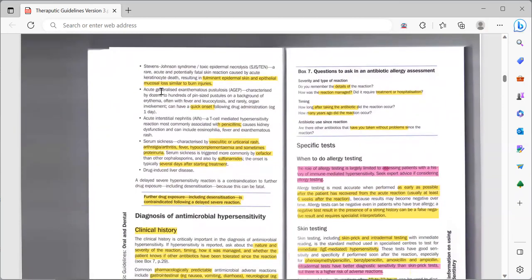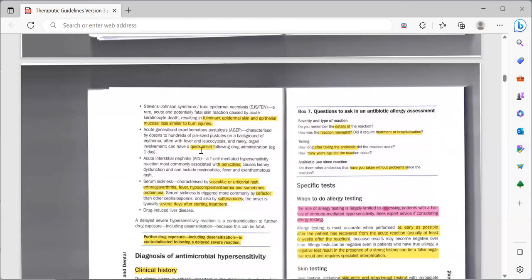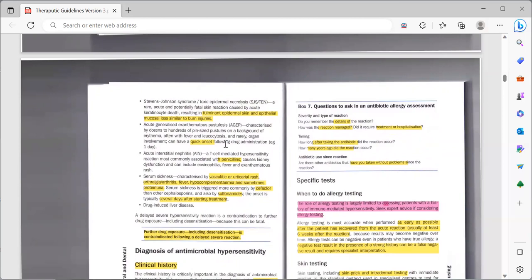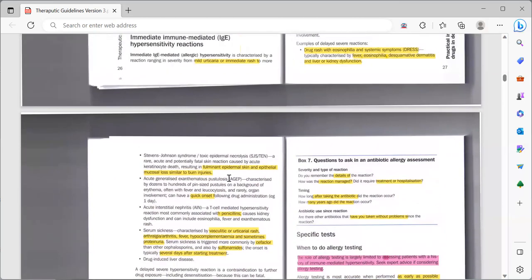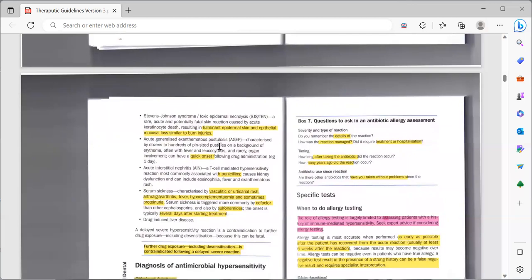For the reaction acute generalized exanthematous pustulosis, you can remember that although these are all delayed reactions, this one has a quick onset following drug administration. It can occur quickly compared to the others. So try to remember each one through one line or something that is different in these, because they all have systemic involvement, organ involvement, and skin involvement.